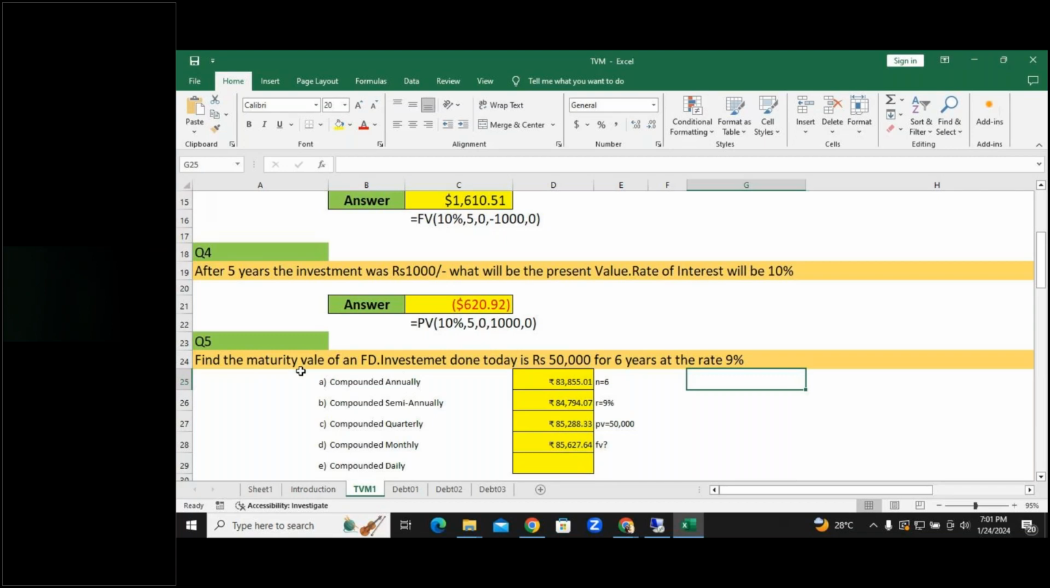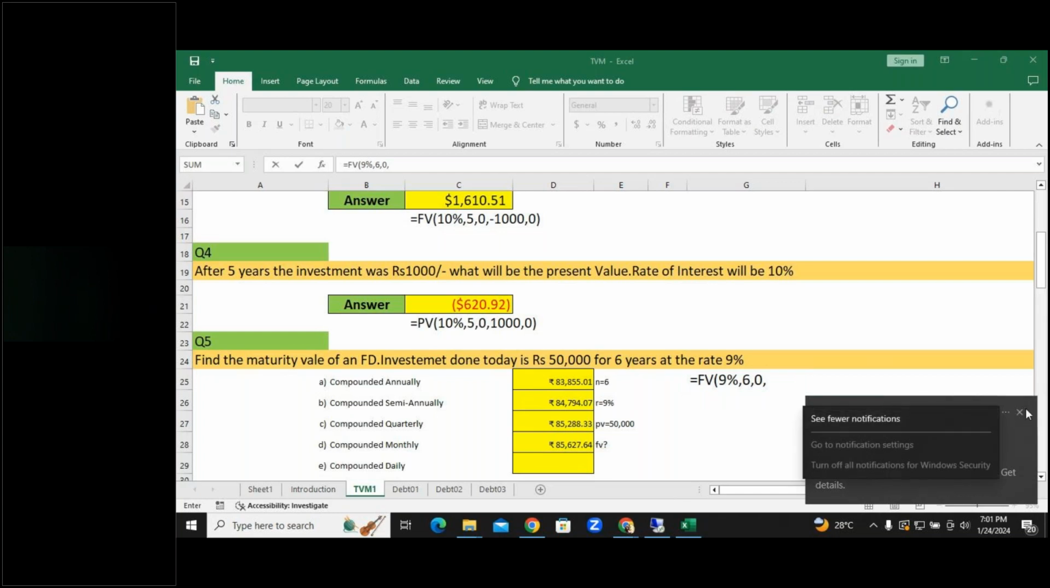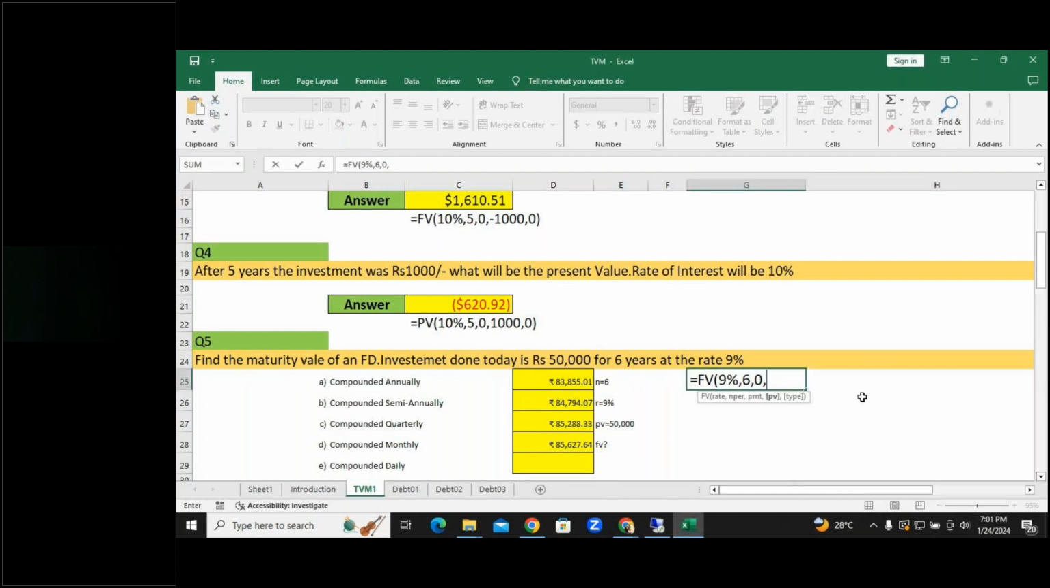Maturity value means it is equals FV. Open the bracket. Rate is 9%, comma NPER is 6 years, comma PMT is 0, comma PV. So present value, I am investing 50,000, so the money is going out of the pocket, minus 50,000, comma I wanted to check it for end of the period. So if I am investing and the amount is compounded annually, then the amount I'll be receiving is 83,000.